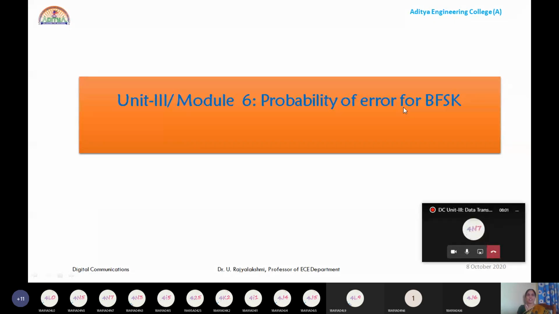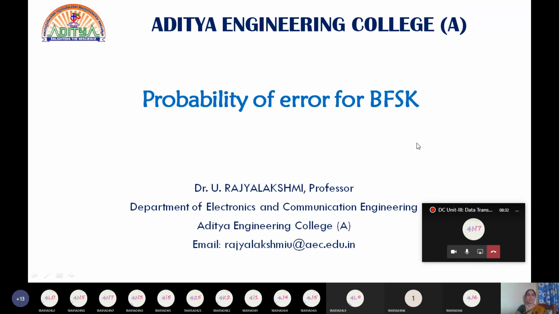In the last class, we calculated the probability of error for binary ASK system and binary PSK. And we concluded that the probability of error for binary PSK system is almost half that of binary ASK system. So in today's session, we can discuss the probability of error for BFSK so that we can compare the three techniques in terms of the probability of error as well as the output SNR. In today's session, we can calculate the output SNR and probability of error for binary FSK system.